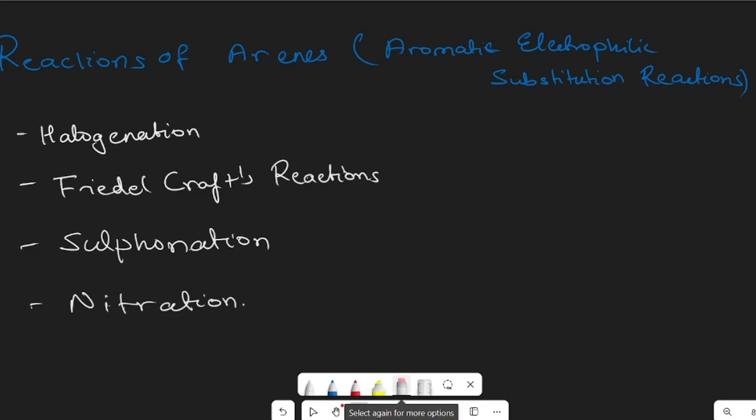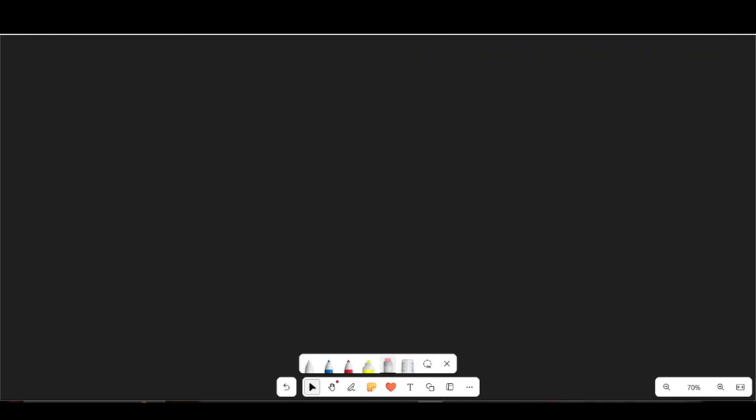Today we'll be talking about the reactions of arenes. So these arenes are aromatic hydrocarbons, and the characteristic reaction of arenes is aromatic electrophilic substitution. Within this mechanism, we have five different types of reactions. We have halogenation, Friedel-Crafts reaction, which further branches into Friedel-Crafts alkylation and acylation, and we have sulfonation followed by nitration. So let's quickly understand the mechanism of these types of reactions.